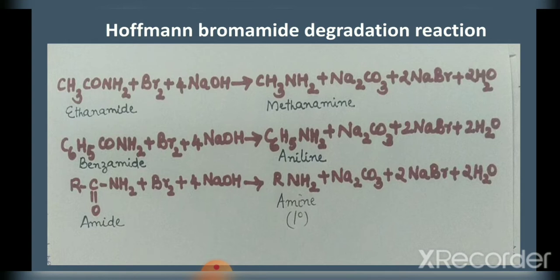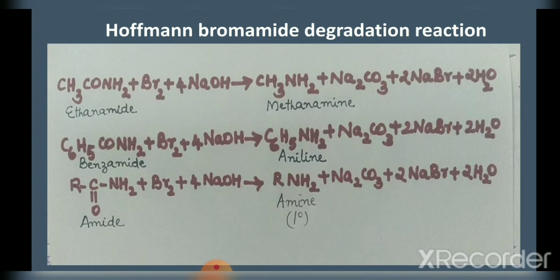To obtain methanamine, we have to start with ethanamide CH3CONH2. So ethanamide when treated with bromine and sodium hydroxide gives methanamine, sodium carbonate, sodium bromide and water. Next, how to prepare an aromatic primary amine, that is aniline C6H5NH2.